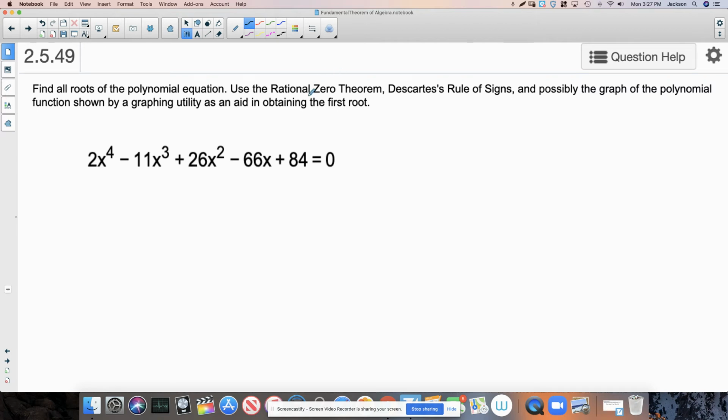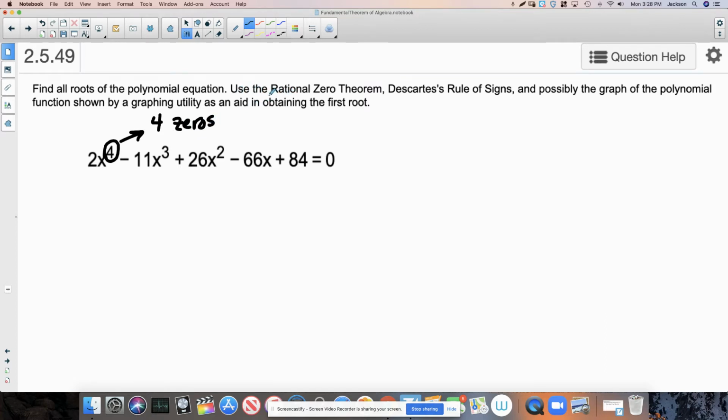Okay, so let's do an example involving the fundamental theorem of algebra. Here's one where we have an even degree function, so a fourth degree polynomial. And remember that whatever the degree of the polynomial is, this is telling you how many zeros there are. Okay, there are 4 zeros to this expression.